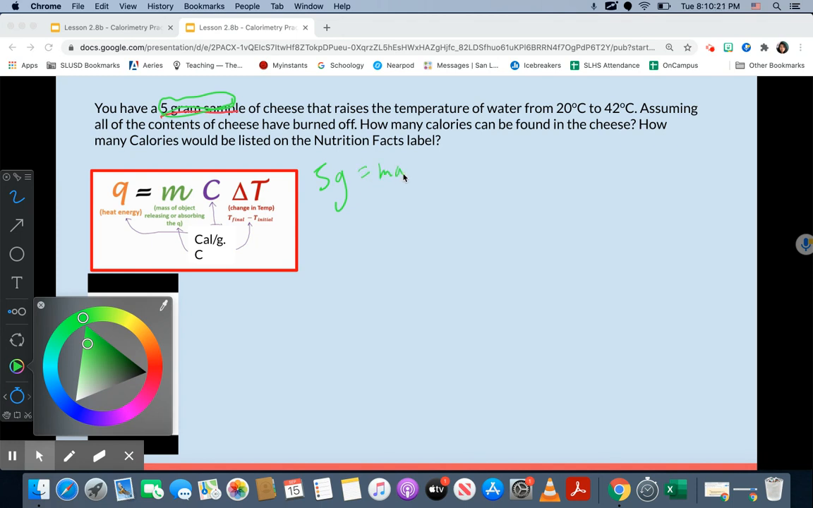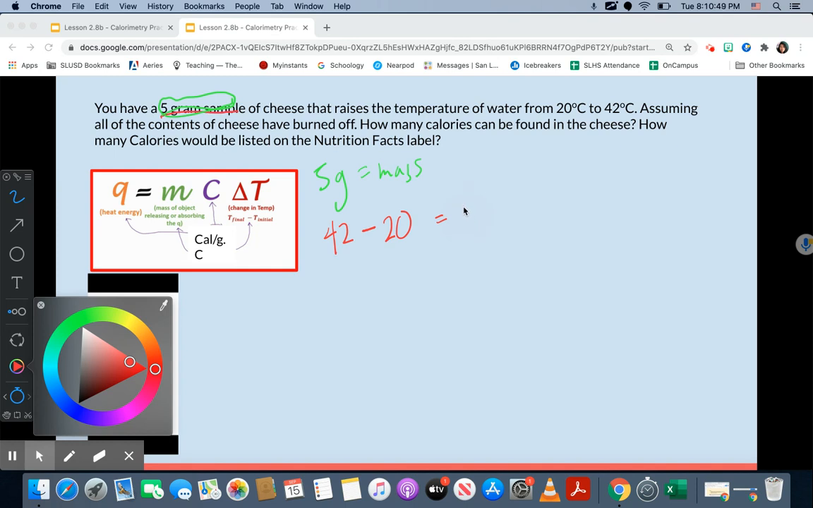This is my mass so far of cheese that raises the temperature of the water from 20 to 42 degrees. So my temperature is going from 42, and then before it was 20. So I'm going to subtract these two numbers, taking the larger number first, smaller number second, or the ending number first and the starting number second.